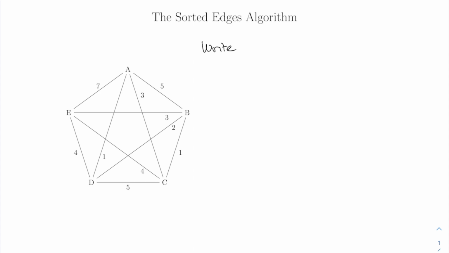You start by writing out the edges. Write out the edges in order by weight. This is why it's called the sorted edges algorithm. I'm going to write out the edges, that is just like the weights, in order.